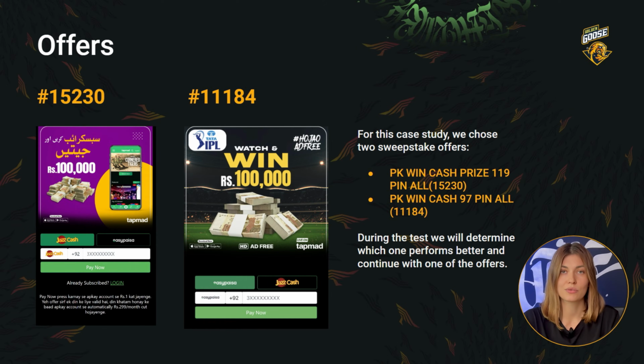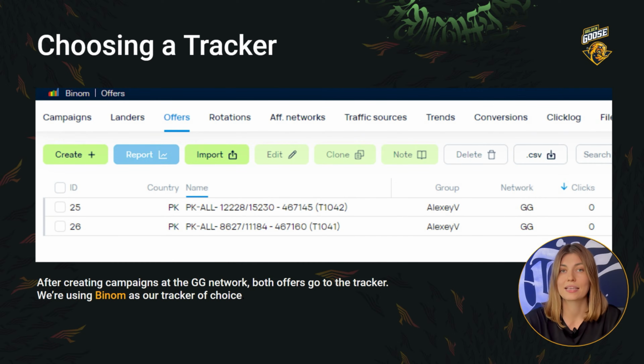For this case study, we chose two sweepstake offers. First offer number 15230, second offer number 11184. During the test, we will determine which one performs better and continue with one of the offers. After creating campaigns at the GG network, both offers go to the tracker. We're using Voluum as our tracker of choice.